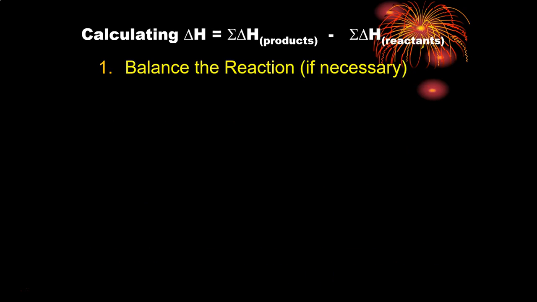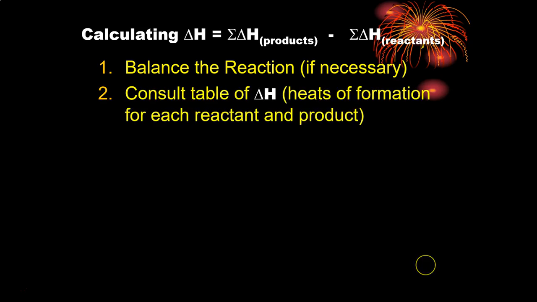So how do we calculate it out? This is sort of like the gist, or the big part of delta H. First we need to balance our chemical reaction. After we balance it, we need to consult our table of delta H. This is in your packets on problems. On the test it'll be given to you, but you're going to consult the delta H for each of our reactants and products. We're going to look it up and see what those values are, because we will need those whenever we're calculating out our delta H.